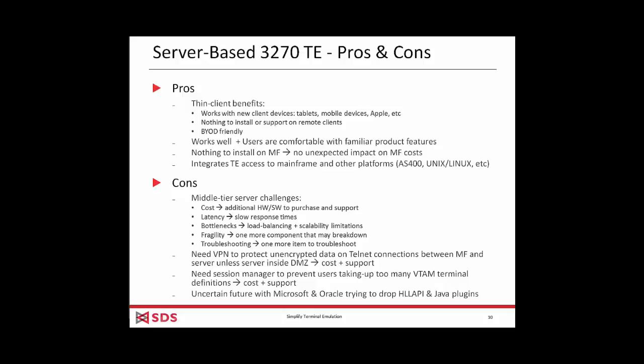The main disadvantages of this architecture are that the middle-tier servers are the cause for additional software, hardware, and support costs, added latency, which can lead to slow response times, a potential for bottlenecks, load balancing, and scalability issues, additional complexity and fragility, additional components to troubleshoot when something goes wrong. In addition, if a VPN is used to protect the data exchanged between server and mainframe, it adds to the licensing and support cost of the 3270 emulation solution.